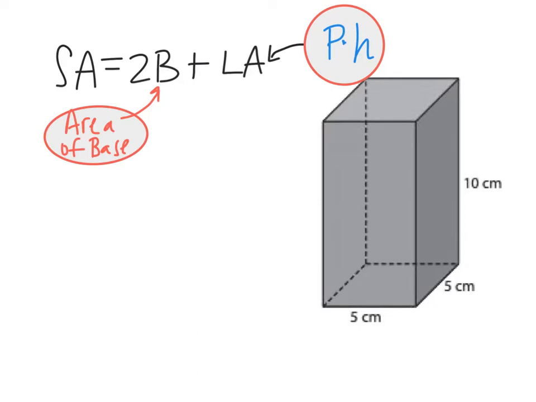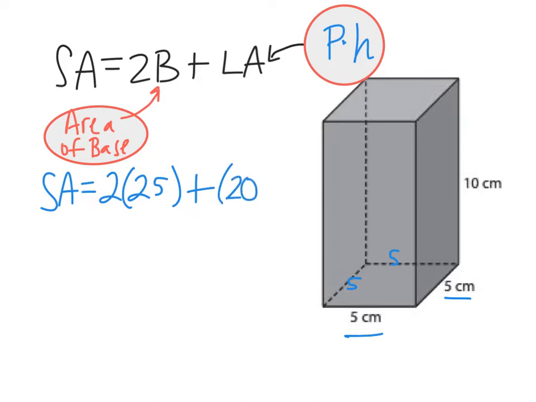So the surface area of this prism is going to be 2 times the area of the base, which is 5 times 5. So that's 2 times 25, plus the lateral surface area, which is the perimeter of the base times the height. Well, what's the perimeter of the base? 5 plus 5, this is a square here, so these are all 5s, so the perimeter of the base is 20. And what does h represent? H represents the height, and the height is always the distance between the bases. In this case, it's 10.